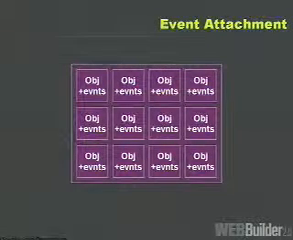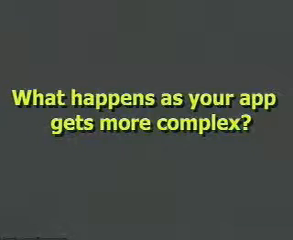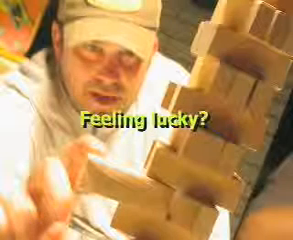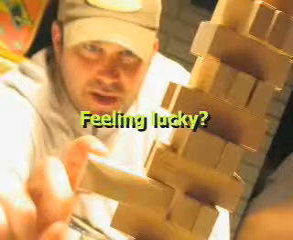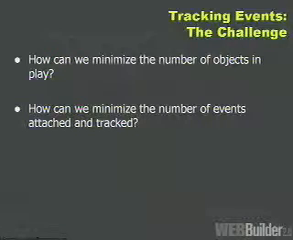So here's the traditional model of event attachment. You've got a whole bunch of objects on the page, and you crawl through the DOM and attach your event to each of them, which works fine until your app gets really complex. Then you've got all these events and all these objects, and when you put those two together, you're really pushing the browser to the breaking point. And we're not really feeling lucky. So what we want to do is minimize this object and event count.